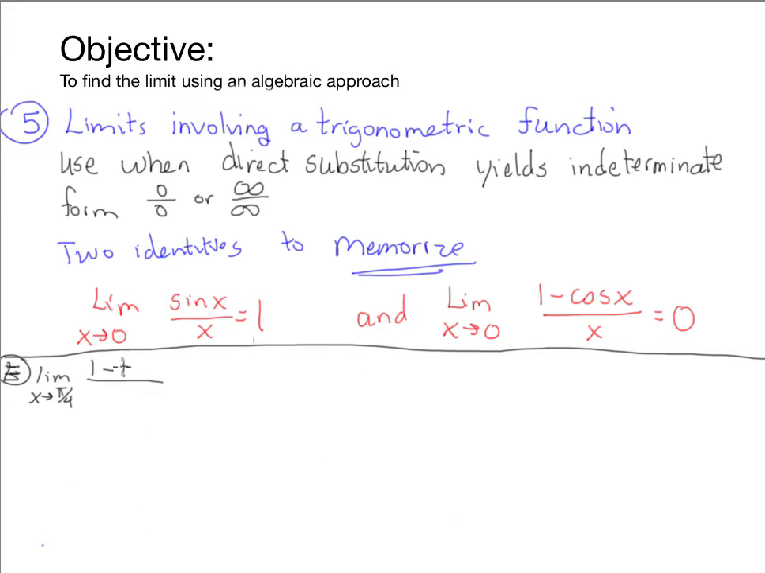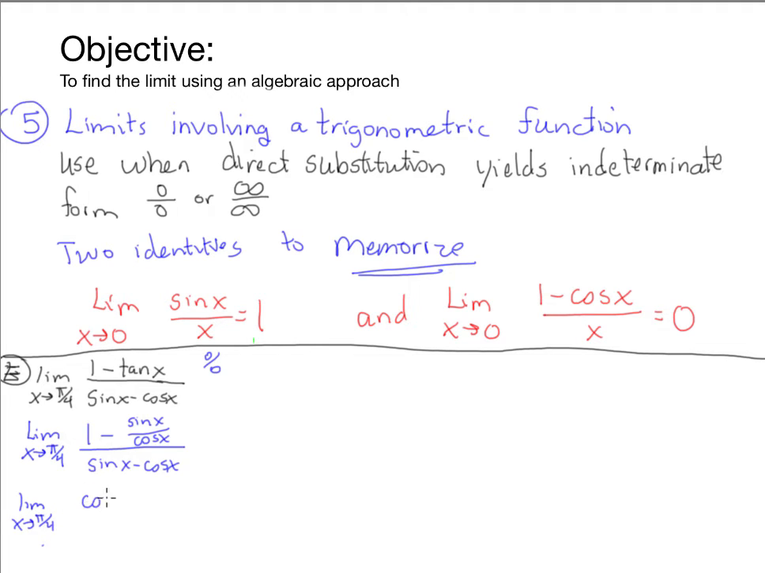Example E, we have the limit as x goes to pi over 4 of 1 minus tangent of x divided by sine of x minus cosine of x. Plugging in pi over 4, I get 0 on the top and 0 on the bottom, so direct substitution does not work. So I need to use some sort of algebra. There are different ways that you can do this. I'm going to choose to rewrite my tangent of x as sine over cosine.